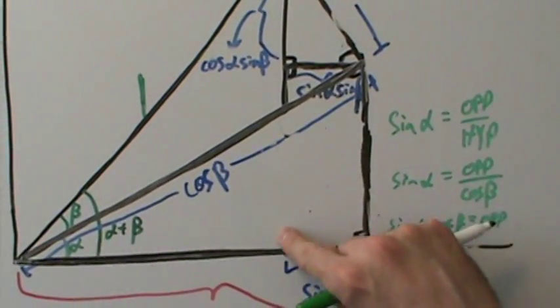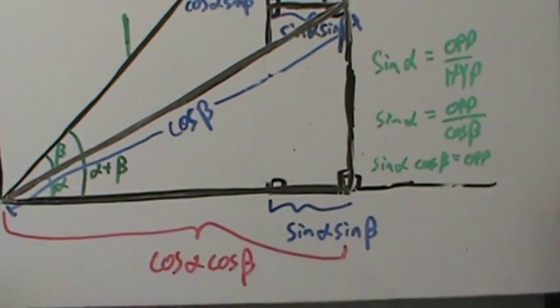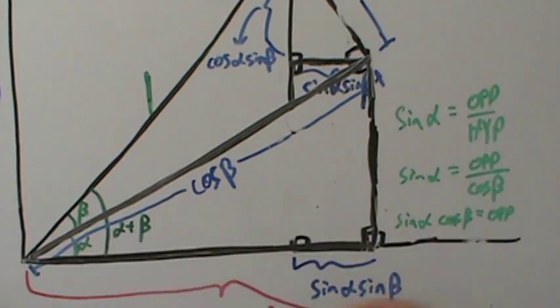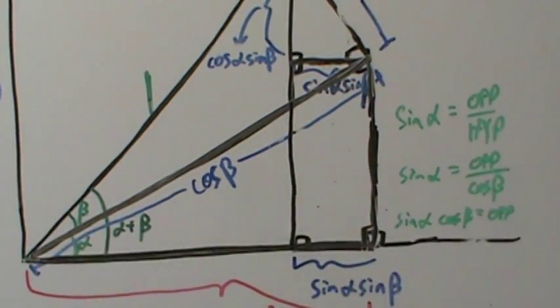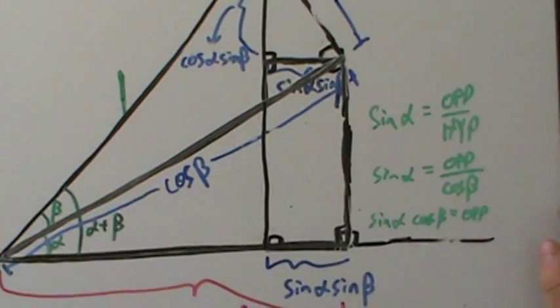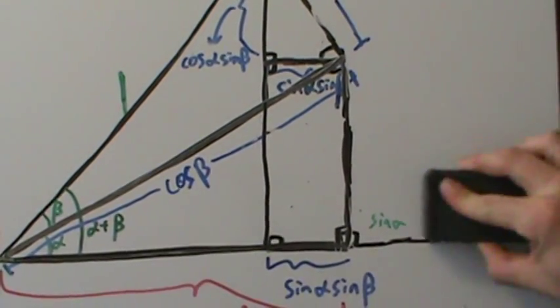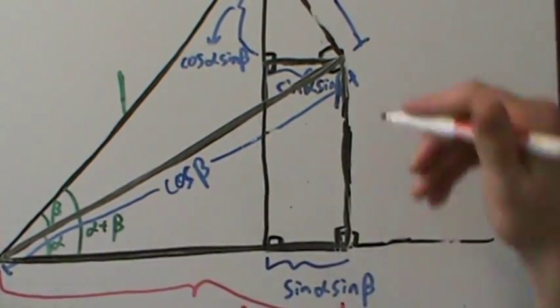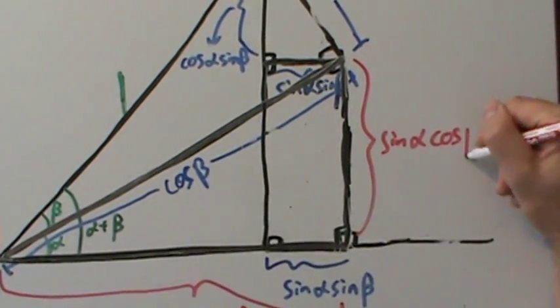We kind of do need it, because it sets off what this is, but just be careful about that. We're looking at this right triangle in here. So let me put that back in. Anyway, the opposite side is sine of alpha times the cosine of beta, so let's label that in red to keep it consistent. So this is sine of alpha cosine of beta.